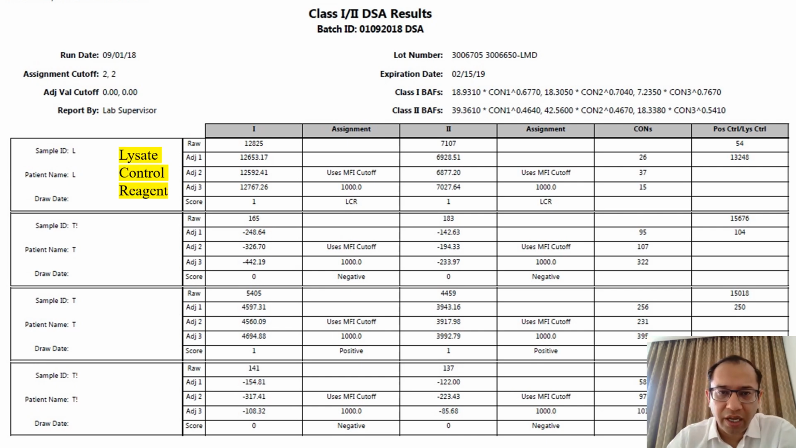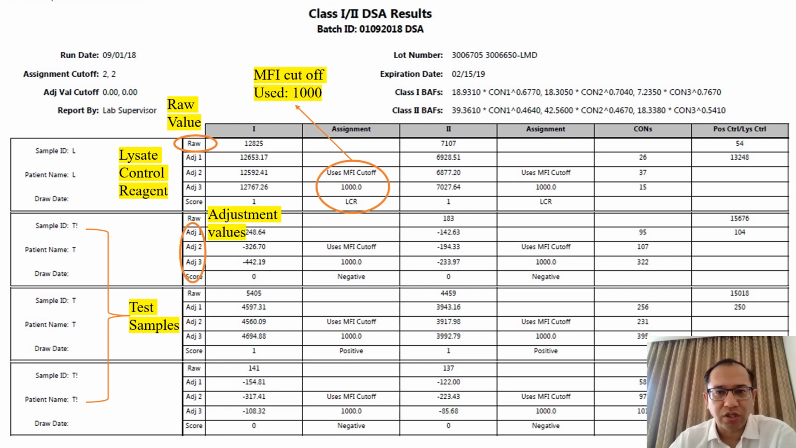So this is how the worksheet looks. You can see we always put a lysate control reagent whenever we do a run, basically to see if your lysate is working fine or not. This is one of the quality checks that you perform. These are the test samples in this case, and these are the lysate control reagent. You can see this is the raw value like we see in the antibody screen, and the cutoff value is 1000. These are the adjusted values, used to look for the background based on the control value, that is the background value. Based on your adjusted values, you can also determine whether there is a background or not. This is the positive control and that is the negative control.